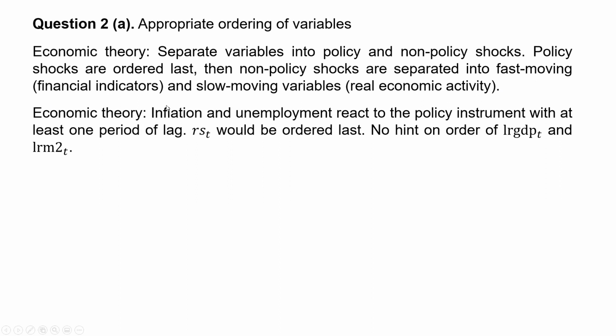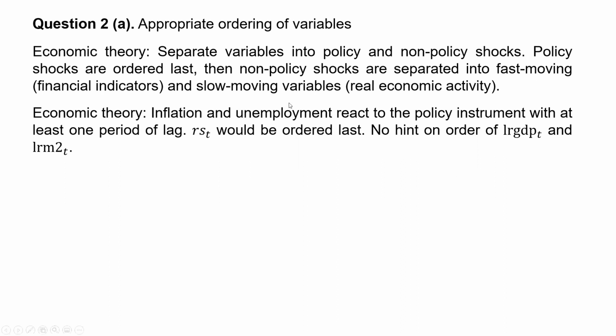I put economic theory twice, sorry, but yeah. Building on that idea, inflation and unemployment, for example, will react to a policy instrument with at least one period of lag. Sorry, I forgot to change this to the new variables. So GDP and money supply will react to changes in policy with at least one period, right? This transmission of monetary policy is not immediate. It takes a while, right? Our only policy variable is interest rates, so they will be ordered last, right? A shock to interest rates will not affect either GDP or money supply immediately, but it will eventually, with at least one period.